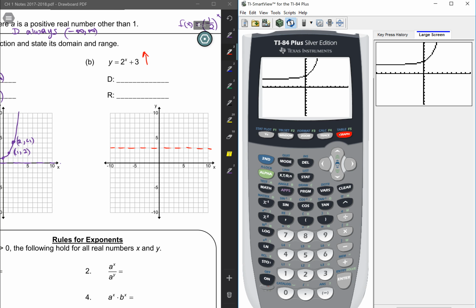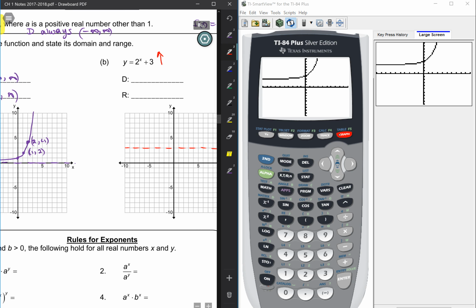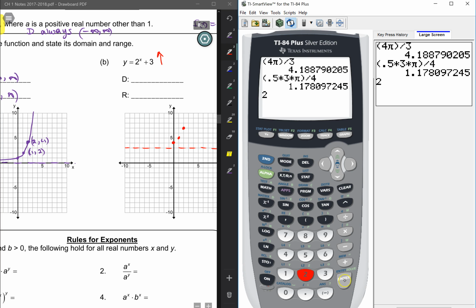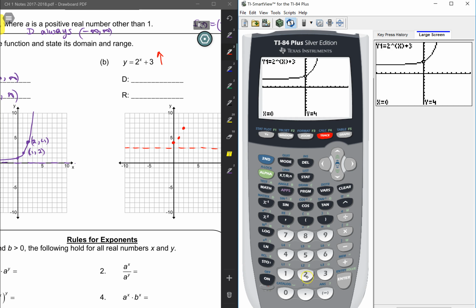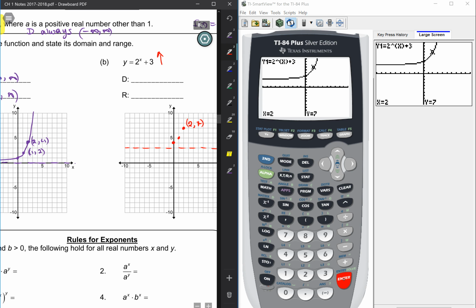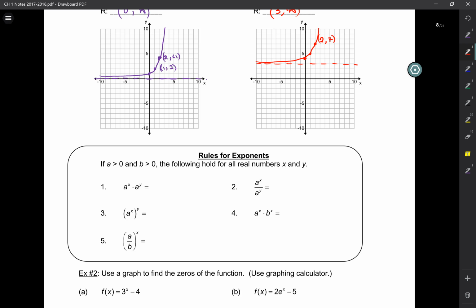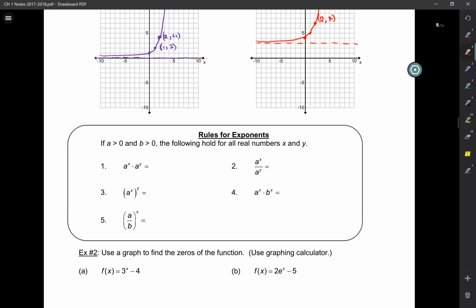Okay? We're going to label the points as before. So here, here, here. Okay, so when x equals 2, trace. When x equals 2, this time around we're at 7. Okay? So what's the domain? Now what's the range? And I'll take your question. 3 to infinity. Okay?